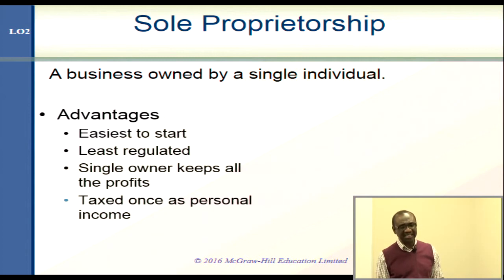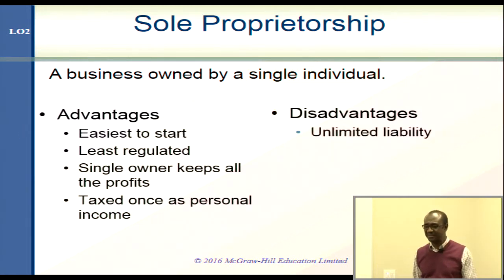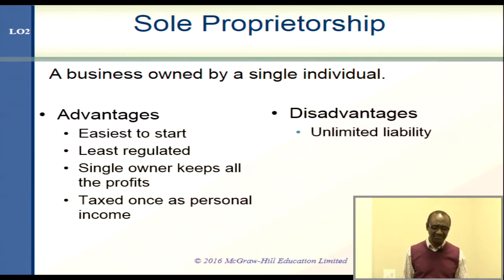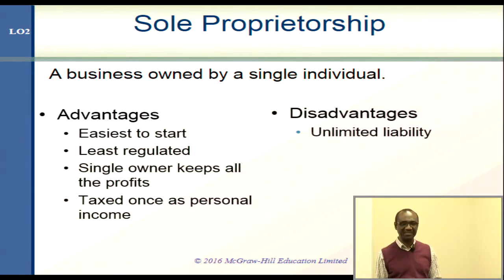On the other hand, let's look at the disadvantages of this form of business. One is that it has unlimited liability. Unlimited liability in the sense that because the owner is responsible for the business, any damages or any liability that comes up, that person will be fully responsible for it, including using his or her own personal belongings to pay for the liability incurred by the organization. So we call it unlimited liability, as far as using personal property to pay for those debts.